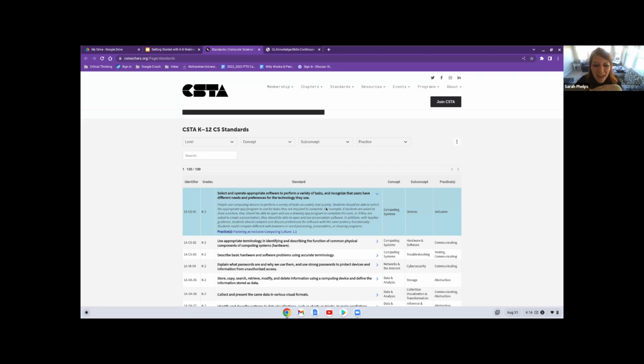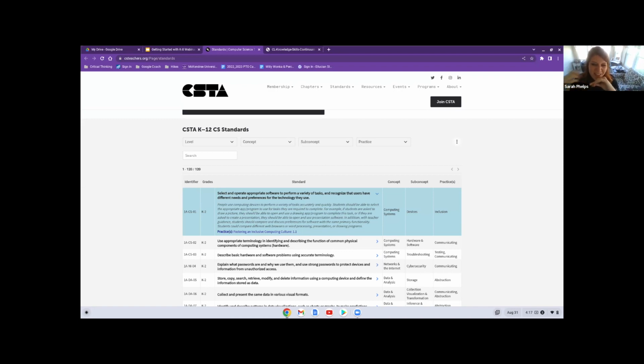It's going to break it down. It's going to give you some examples of how this looks in the real world. So with teacher guidance, students should compare and discuss preferences for software and their primary functionality. What do you like to use? You can have a conversation about, on your device, what do you like to do? Which tool do you like to use?